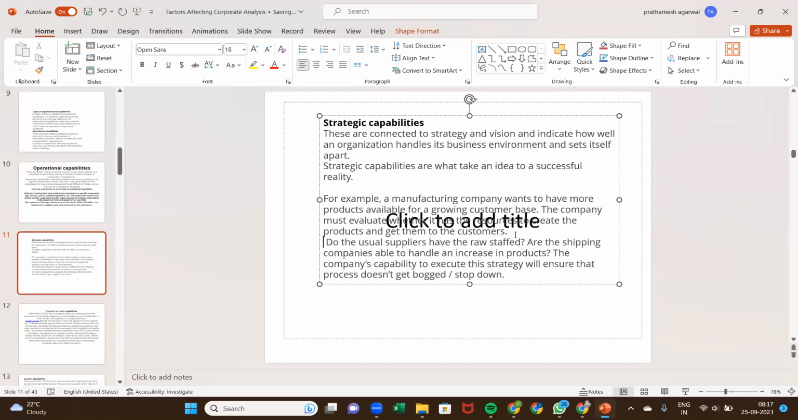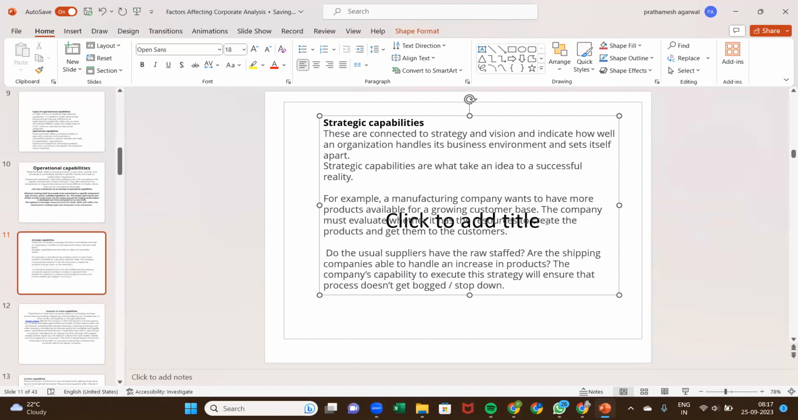Now, suppose this Diwali, the forecast is that the business is going to do very well. People are going to get salaries during the Diwali period, so people will have money to buy. So keeping all these factors in mind, we will procure the raw materials. Do the usual suppliers have the raw stuff? Raw stuff means the raw material. Suppose one supplier says, "Oh, I can give you only 60% of the raw material." So for the other 40%, we will try to go to another supplier.